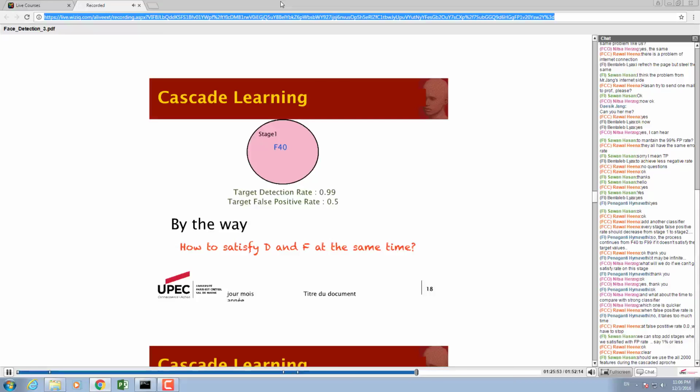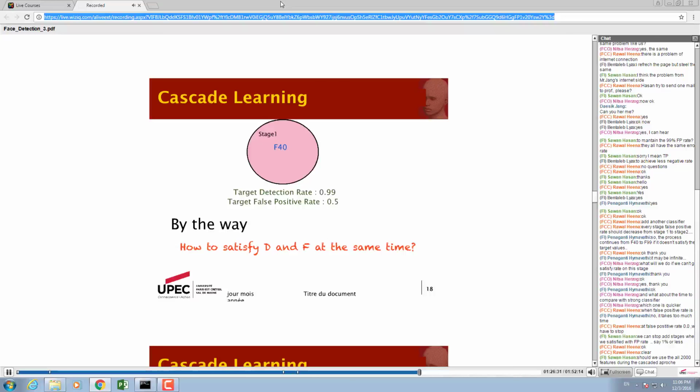Okay, so let's go back to this issue now. How to satisfy these two numbers at the same time? What I mean is, I have one feature, one classifier. If in the beginning, with just one feature, one classifier, it satisfies these two numbers, 99 and 50, then it's done. It's good, no problem. By the way, in case it doesn't satisfy, one of them may be wrong.